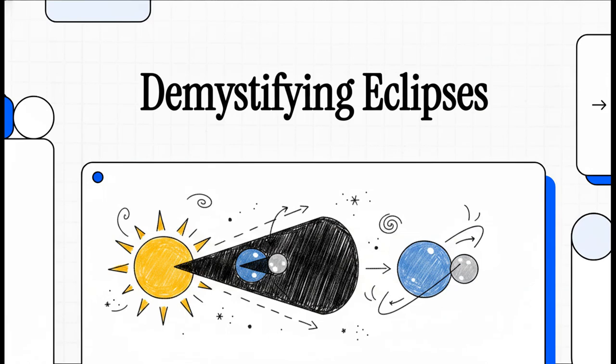Welcome to this explainer. I am absolutely thrilled to have you here today because we are going to unpack the incredible grand mechanics behind eclipses. We're going to look at exactly how these massive celestial events work, breaking down the basic physics of light and shadow, and showing you how the universe orchestrates this absolutely breathtaking cosmic dance. So if you've ever looked up at the sky and wondered exactly how the sun just seemingly disappears, well, you are in the right place.